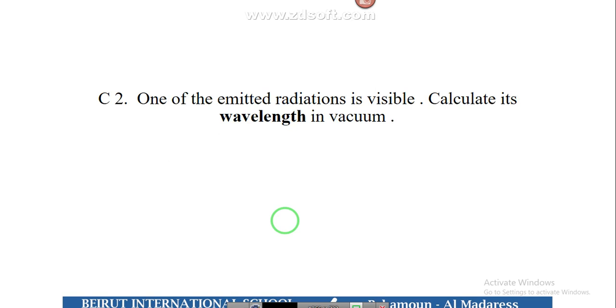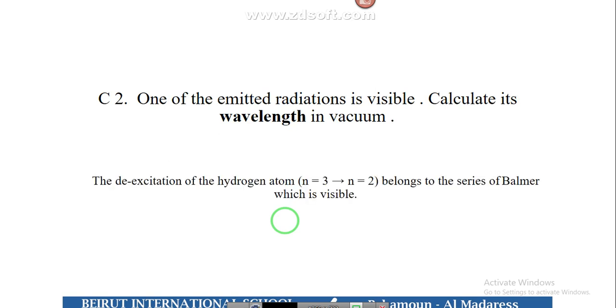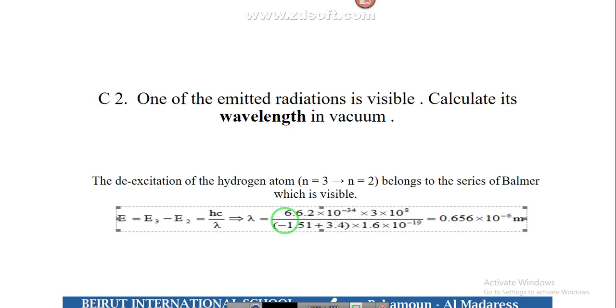One of these emitted radiations is visible. Calculate its wavelength. Referring to Balmer series stated in the lecture, it should be from n greater than or equal to 3 to n equal 2. So only one of them. To calculate the wavelength, E is equal to E high minus E low, E3 minus E2 equal hc over lambda. We get the lambda, but don't forget to change the energy from electron volt to joules.